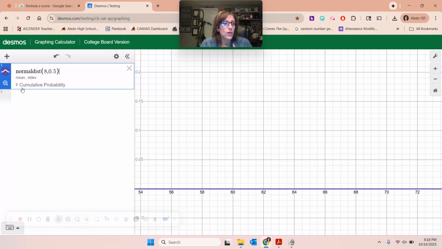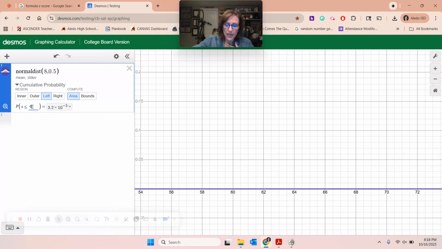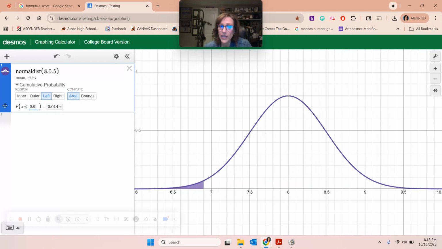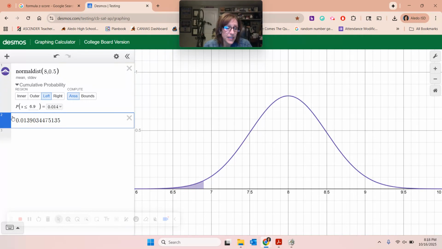Cumulative probability, we are finding the area to the left, below 6.9 ounces. Where is it on this picture? It's not there because this is way up in the 60s. Come over here and zoom fit. There we go, there it is. So there's my picture, that's the picture I screenshot. And look at this area.